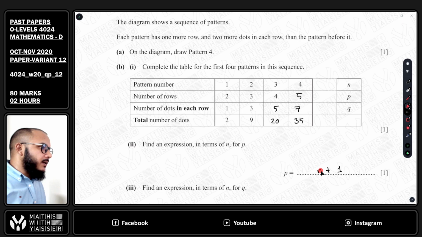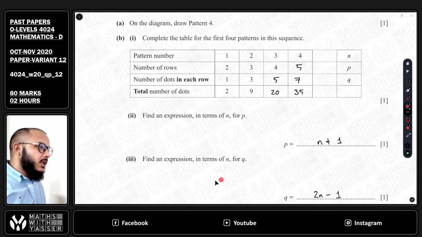So for the first pattern, if we put the value 1, it will be 1 plus 1, that will give us 2. For pattern 2, there are 3 rows, so 2 plus 1 is 3. For pattern 3, it will be 3 plus 1, that is 4 rows. And eventually, for pattern 4, this will be 4 plus 1, which will give us 5 rows.